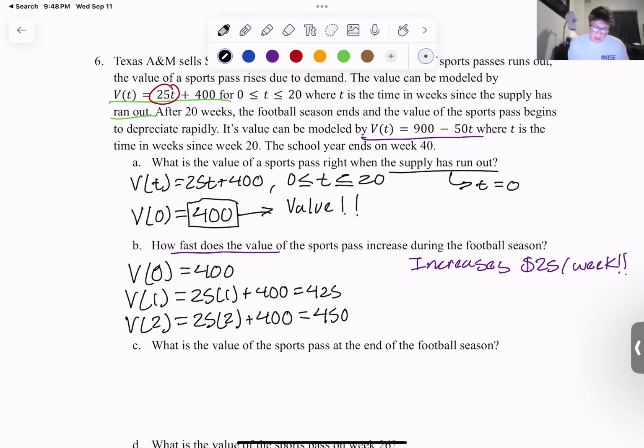What is the value of the sports pass at the end of the football season? Well, the end of the football season is when t is equal to 20, right? Because after 20 weeks, the football season ends.